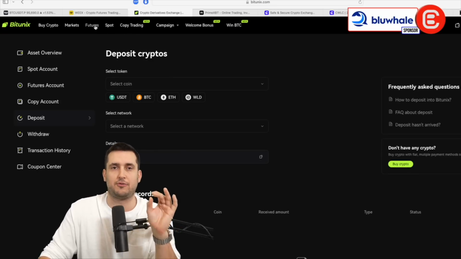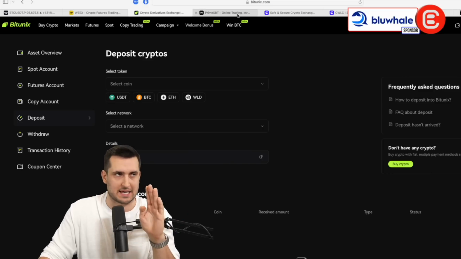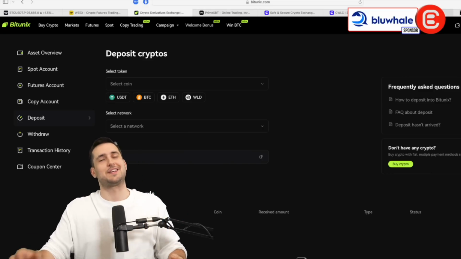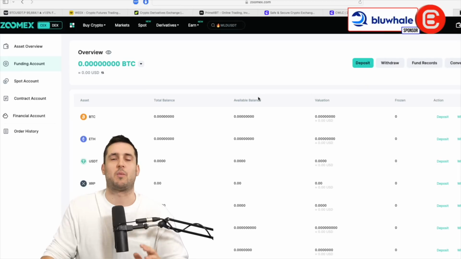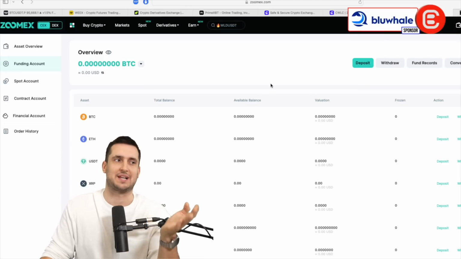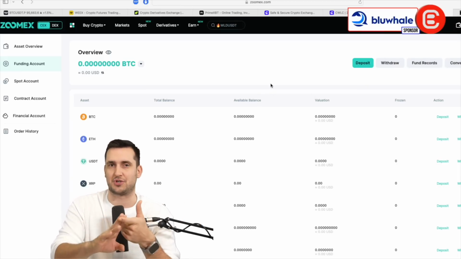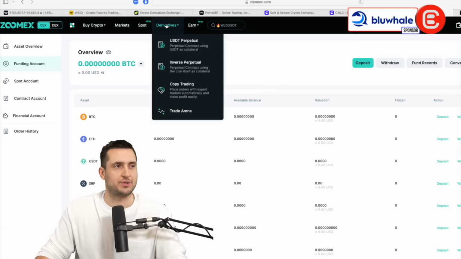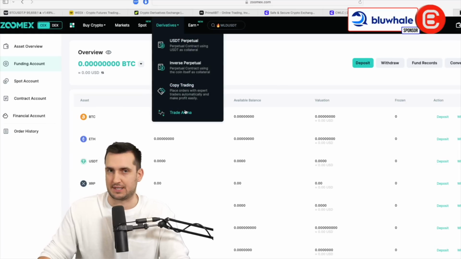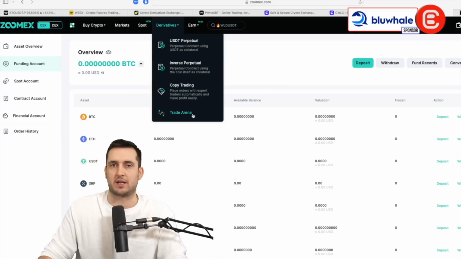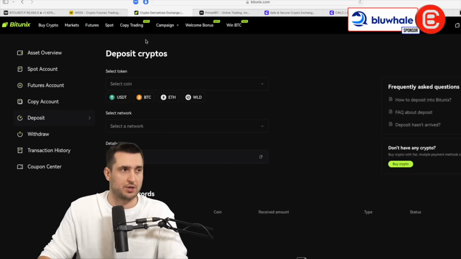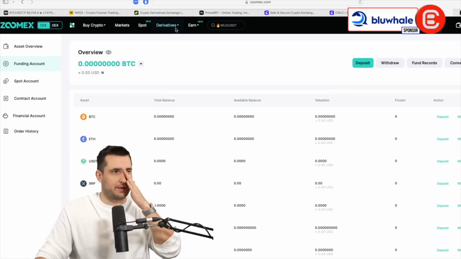So derivatives, futures, and perpetuals are the exact same thing. Well, they're not the exact same thing, but in terms of crypto exchanges, I don't want to deep dive into the difference between them. But when it comes to crypto and leverage trading, this is what you do: derivatives, futures, or perpetuals. So here I go into derivatives and it will ask me different things. It will say USDT perpetual, inverse perpetual, copy trading, trade arena. Or if I go onto Bitunics here, there's nothing. It's just futures. That's great.